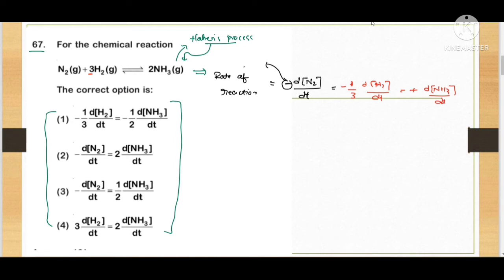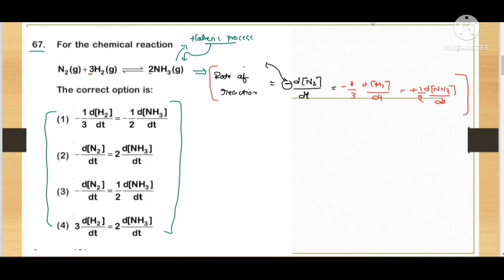We observe that 2 is present at the numerator, while writing the rate equation it comes to the denominator. That means 1 by 2. This is the rate equation for the above equation, that is N2 gas plus 3 moles of hydrogen gas gives rise to 2 moles of ammonia. This process is also called Haber's process.